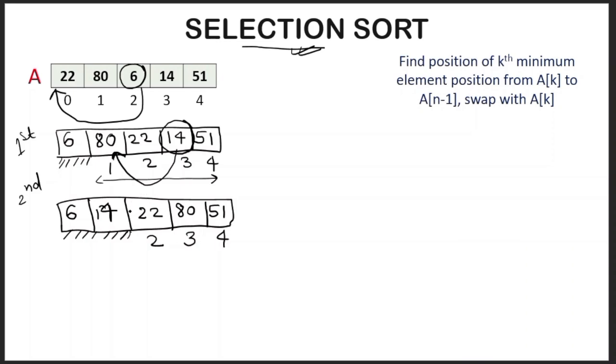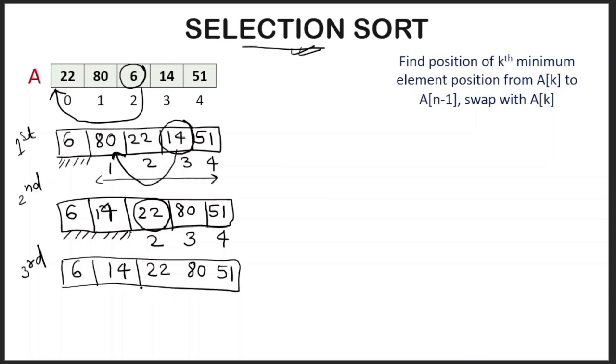Now selection sort will find the minimum element from the unsorted part. Which is the minimum element from the unsorted part? 22. It is already at its correct position. So in the third pass, you will have 6, 14, 22, 80 and 51, same as your second pass. Now the sorted part of the array is positions 0, 1 and 2, and the unsorted part is position 3 and 4.